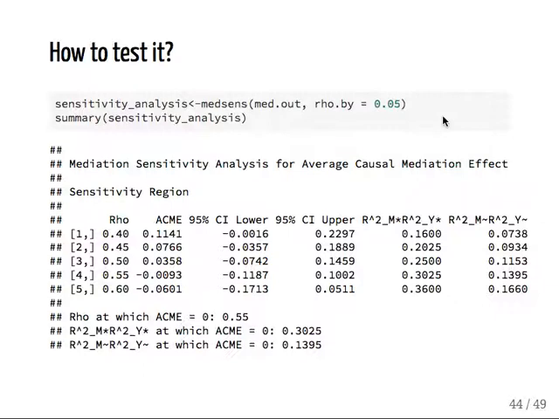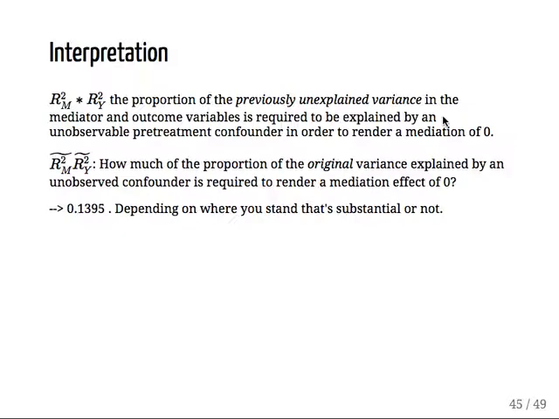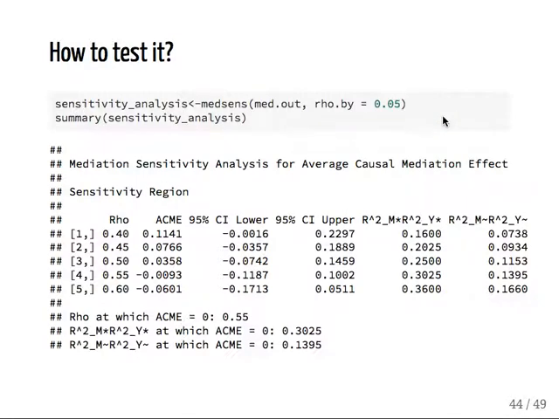Yeah. So lots of outputs, but it's doing in this case steps by 0.05 to see where it crosses over and where it actually becomes 0. That's the logic behind it. And so this is the rho at which this happens, which it can then estimate, and then we can look at some further terms, which is the proportion of previously unexplained variance in the mediator and outcome variables that is required to be explained by an unobserved confounder in order to render a mediation of 0. That's this beast here.